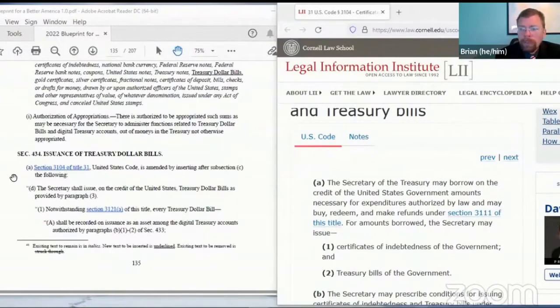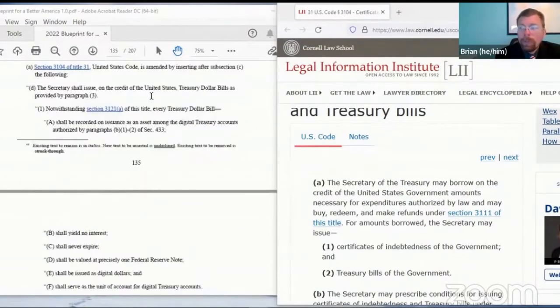So let me share my screen again. Over here on the left, the issuance of Treasury dollar bills. The Secretary shall issue on the credit of the United States Treasury dollar bills as provided by paragraph 3. And this is the same verbiage from the Greenback Legal Tender Acts Abraham Lincoln used back in 1860, 61, 62. So here's how the Treasury dollar bills work. Whenever they are issued, they will be recorded as an asset among the digital Treasury accounts authorized by paragraphs B1 and B2 of the previous section. So the only way that they can be recorded as an asset is if they are recorded in those accounts as part of the American Union Jobs Program.